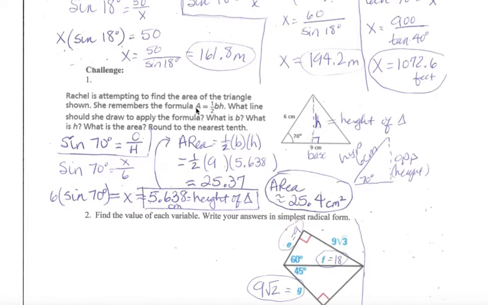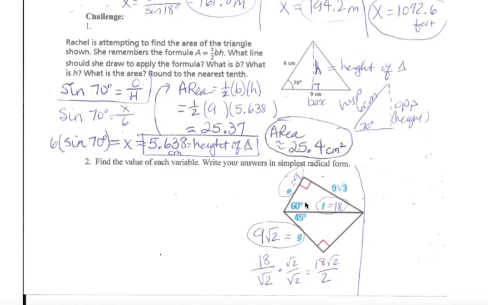Now let's use this formula for area. Area is 1/2 base times height. The base is 9 centimeters. The height is 5.638. Just multiply those all together and you get 25.37 or about 25.4 square centimeters because area is measured in square units.